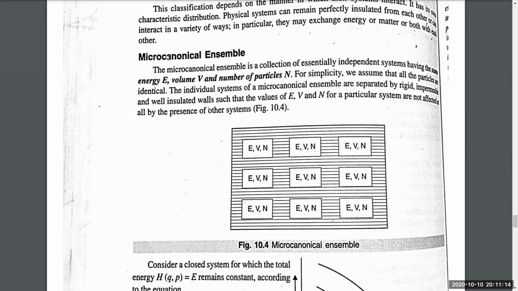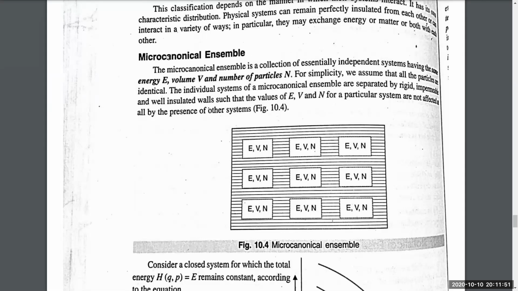Yes. I want to put these things very nicely. All these nine small boxes have the same E, V, and N. All nine have mutually the same energy, mutually the same volume, as well as the same number of particles. That means these are nine macro systems inside which there lie many micro systems, in each of the nine macro systems.